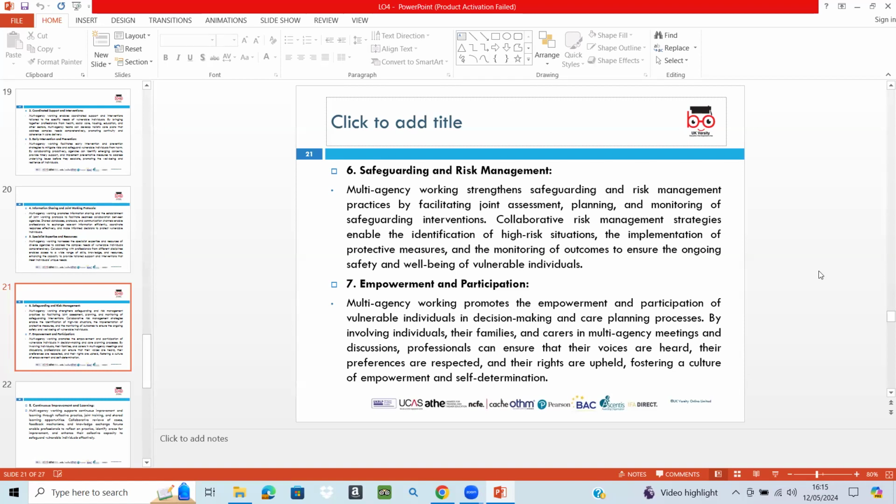By involving individuals, their families, and carers in multi-agency meetings and decisions, professionals ensure that their perspectives are valued, their preferences are prioritized, and their rights are respected. This inclusive approach fosters a culture of empowerment, self-determination, and person-centered care, where individuals have a voice in shaping their care journey and are actively involved in decisions that affect their well-being. So by empowering vulnerable individuals and promoting their participation, multi-agency working strengthens the foundation of person-centered and holistic care delivery in adult social care settings.